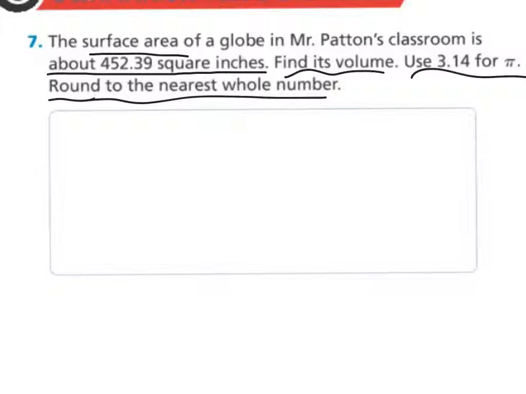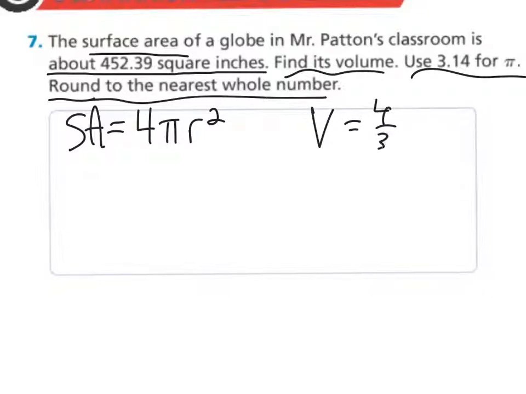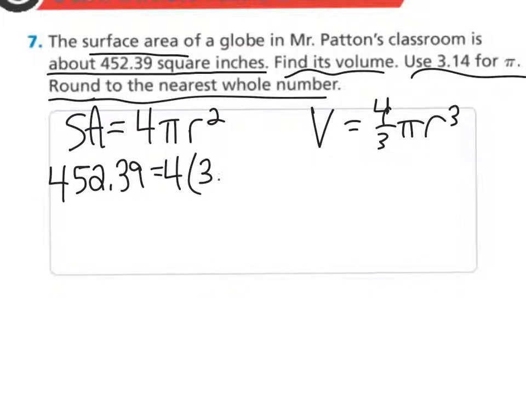So starting out, we would just need our formulas, which again will be given to you on your test, on your iLearn test. So surface area of a sphere is 4 pi r squared. So we need to figure out what our radius is first before we can find our volume. So we can just substitute in surface area, 3.14 for pi.